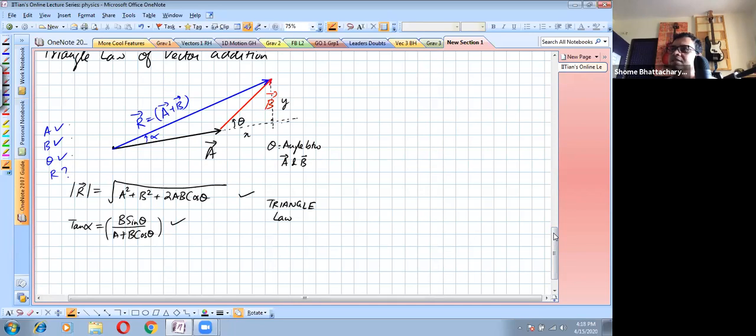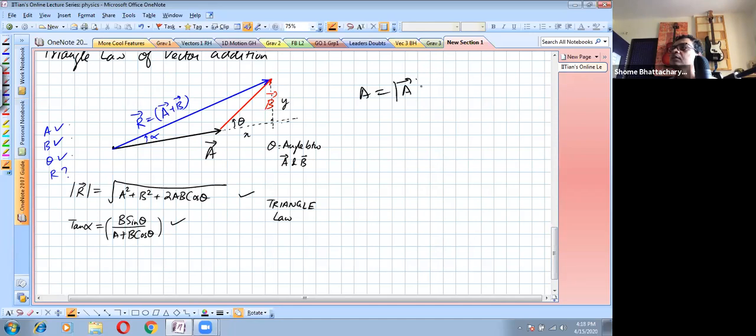So multiplication and things like that I'm going to come to very soon. We cannot multiply two vectors directly, but there is a certain operation called dot product, and there's a certain operation called cross product, and we will come to those very soon.